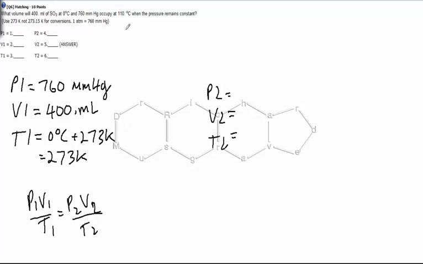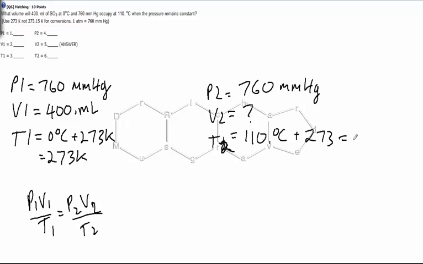Pressure 2. Now it says pressure remains constant. All that means is the pressure isn't going to change, so we're just going to make it 760 millimeters of mercury. Not because that's standard pressure or 1 atmosphere. It's because it says constant pressure, which means the pressure simply remains the same. Now we're looking for the volume, so I'll put a question mark there, and the new temperature here is given as 110 degrees Celsius, so we'll add 273 to that, and that will give us 383 Kelvin.